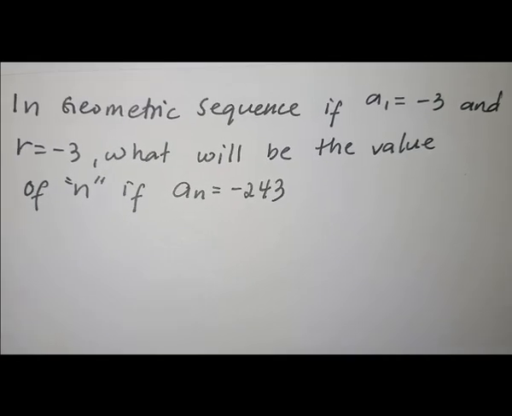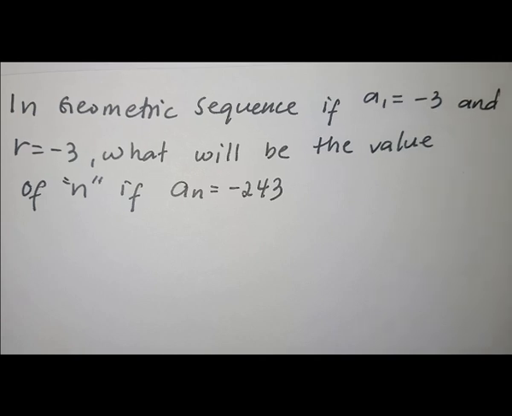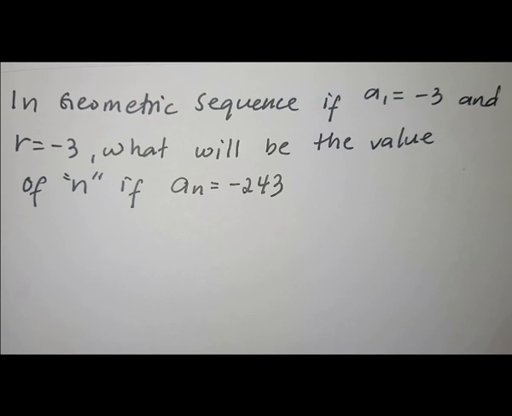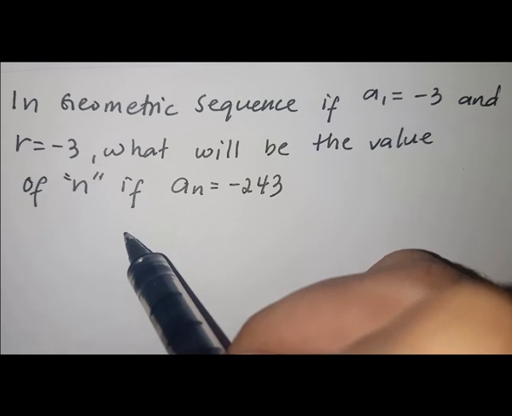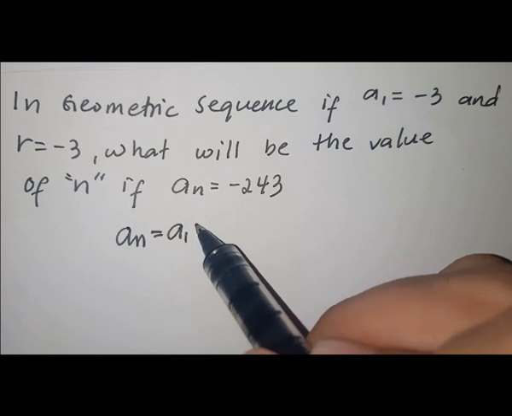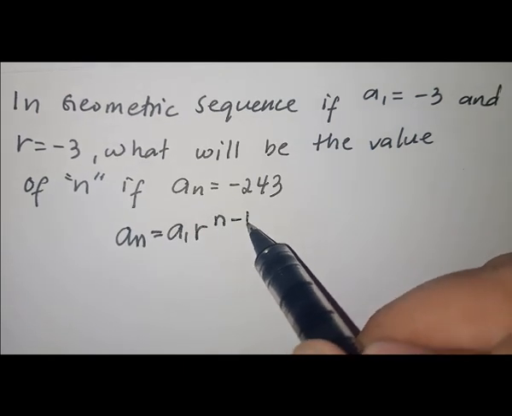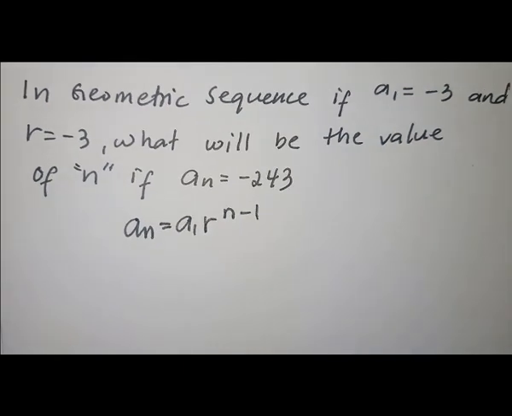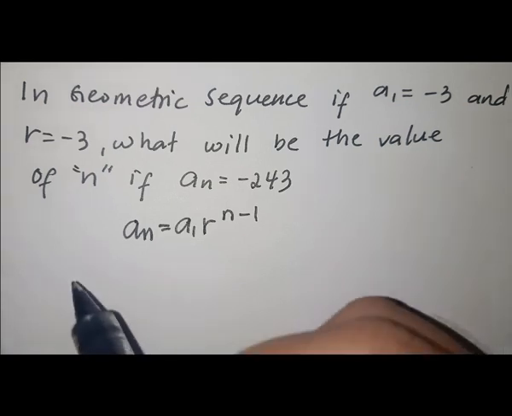Okay, sige, try pa natin itong isa. So, in geometric sequence, if a sub 1 is equal to negative 3 and r is equal to negative 3, what will be the value of n if a sub n is equal to negative 243? Okay, so let us try. Again, the formula is a sub n is equal to a sub 1 times r raised to n minus 1.